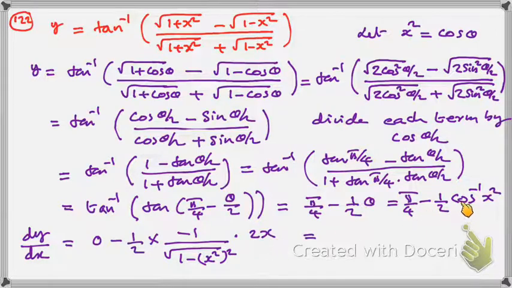So let's look at that again. Half into cos inverse of x square. If it was cos inverse of x, it would have been minus 1 by root of 1 minus x square. But instead of x, I have x square. So minus 1 by root of 1 minus x square the whole square into derivative of x square is 2x. So 2 and 2 will get cancelled. Minus and minus is plus. So what you have is x divided by root of 1 minus x raised to 4.